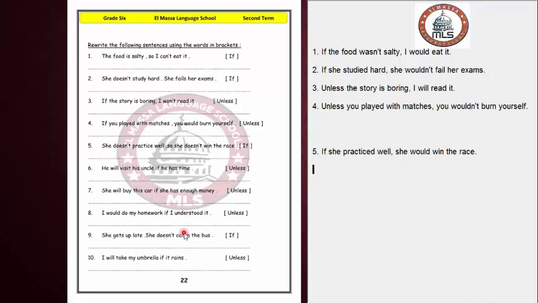Okay. Number 6. He will visit his uncle if he has time. Instead of will, won't. He won't visit his uncle unless he has time.